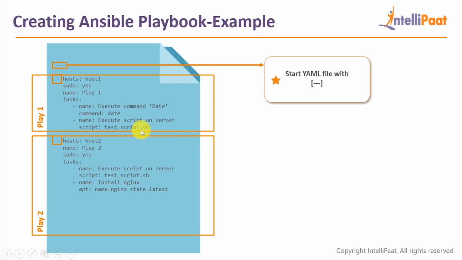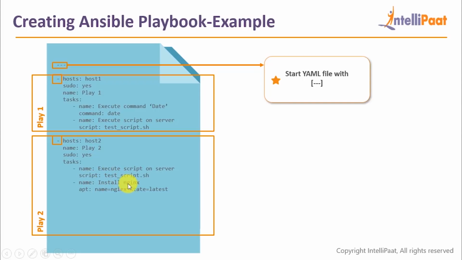Similarly, now if you have to write play 2, I'll have to begin with hosts again, which I've done over here. Where I want to run this particular play, I want to run it on host 2. What is the name that I want to give this play? I am calling it play 2. Do I want the sudo to run? Yes, I want the sudo to run. Then what are the tasks that I'm executing in this play? I want to execute script on server. This is the name, it could be anything. And then I specify the script which has to run on that particular host.